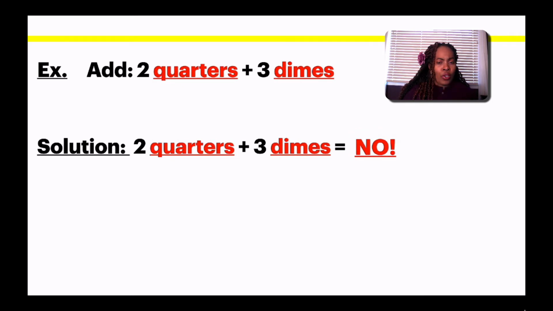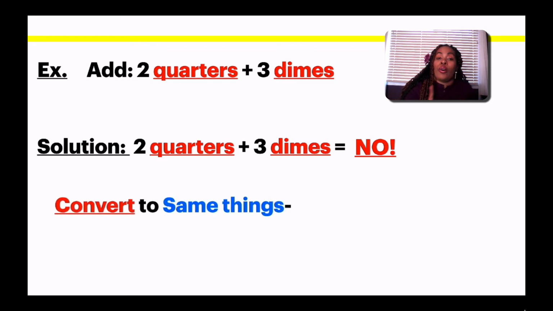But I know what you're doing. I know the brain is a special thing, and it does this special process because you're trying to make sense of it. Like, I know they can add up somehow. But what you have to do is convert those to the same things, okay? So if we're converting quarters and dimes, what same things would those be? They would be cents. Does that make sense?